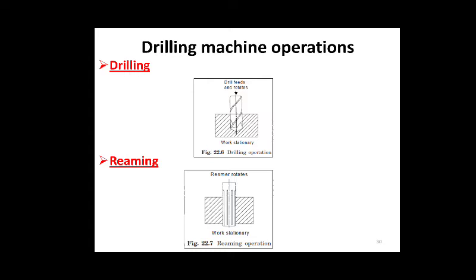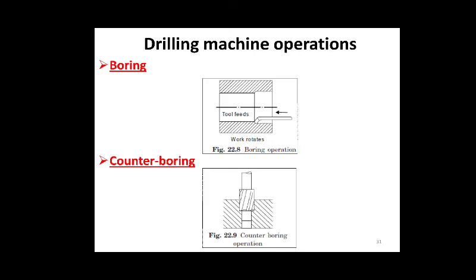Reaming. It is the process of finishing already drilled holes. This operation is performed by using a multi-tooth tool called a reamer. A reamer cannot produce a hole, it only follows the path which has been previously drilled and removes a small amount of material.